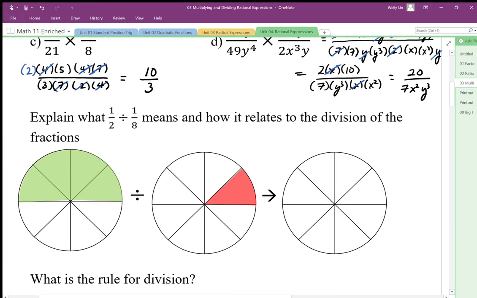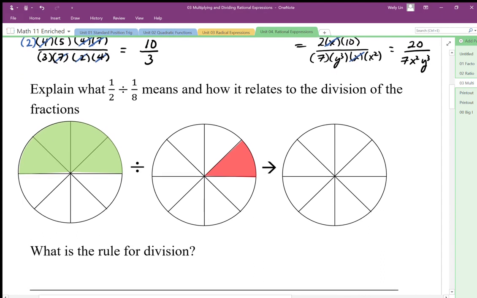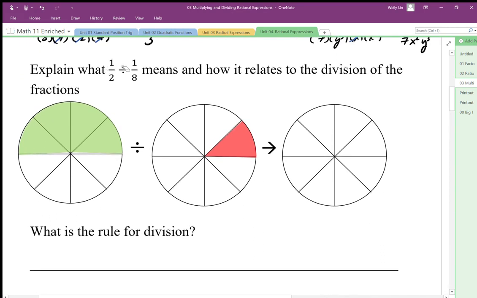So, what about division? If I have 1/2 divided by 1/8, what does it really mean? What it means is that we're trying to see how many 1/8 fractions fit into 1/2. So how many 1/8 fractions fit into 1/2? Well, it's going to be 4 whole parts. Or in other words, we can think of division as a ratio of 4 parts to 1 part, which equals 4 wholes, or 4 to 1.